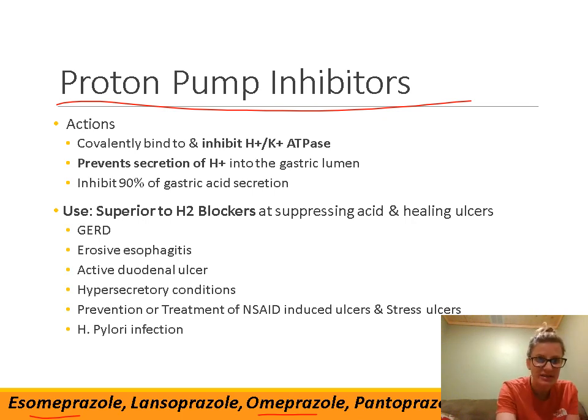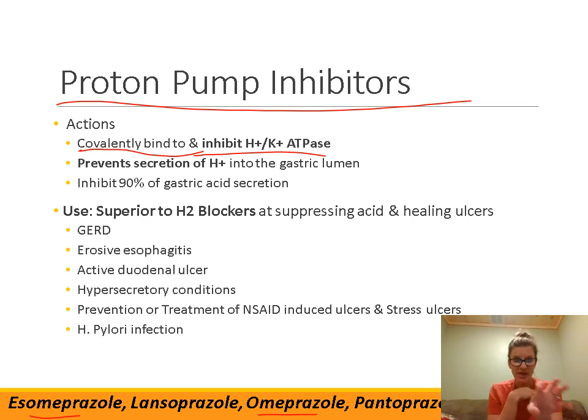Proton pump inhibitors covalently bind to the proton pump, the potassium hydrogen ion ATPase pump, and they completely inhibit it. Because they're covalently binding to the hydrogen potassium ATPase enzyme itself, they inhibit the enzyme for the life of the enzyme. It takes about 18 hours for a new enzyme to be made. So the proton pump will not start working again until new enzymes have been produced. This prevents the secretion of hydrogen ions into the gastric lumen, so it decreases the acidity of the stomach. It ends up inhibiting about 90% of gastric acid secretion. H2 blockers inhibit about 70%, so PPIs are more effective at decreasing acid secretion into the stomach.